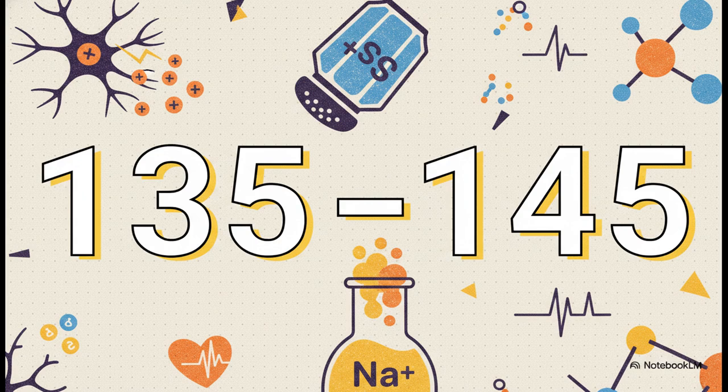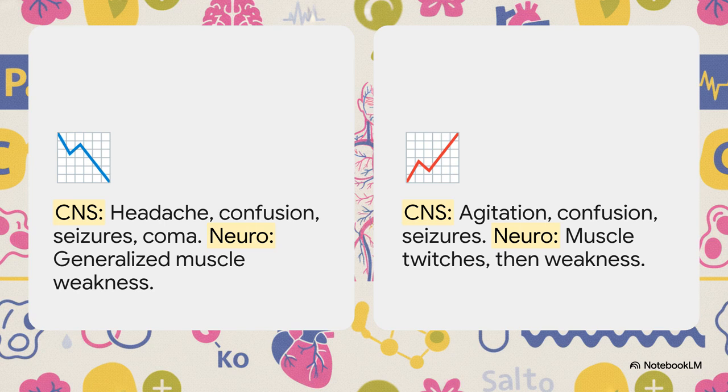Normal sodium is 135 to 145. So what's the big deal with sodium? Look right at the top line for both columns, central nervous system. Whether sodium is too high or too low, the brain feels it first. We're talking confusion, seizures, even coma. So if your patient suddenly has a change in their mental status, your first thought should be, I need to check their sodium. Your priority assessment is always neuro.